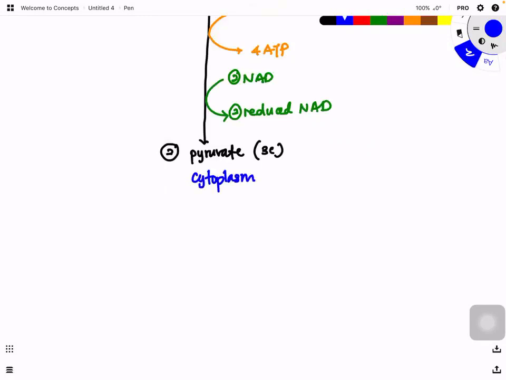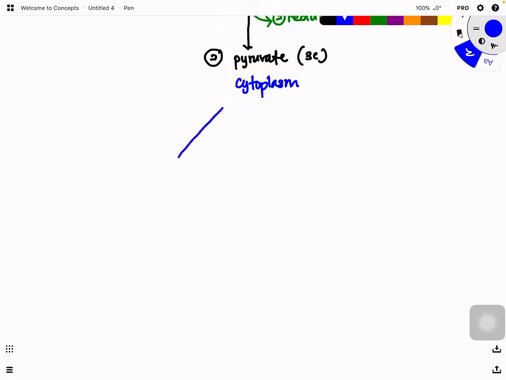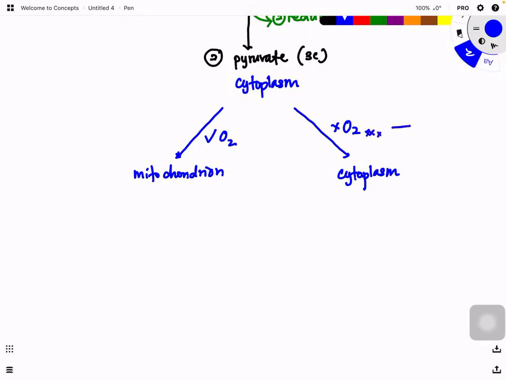So if you look at this, with O2, no problem, pyruvate will enter into the mitochondria. But without O2, pyruvate will stay inside the cytoplasm. Are you clear? Without O2, or we call it anaerobic conditions. So let us look at what actually happened. Because without O2, how can we regenerate NAD? This is the main question here.